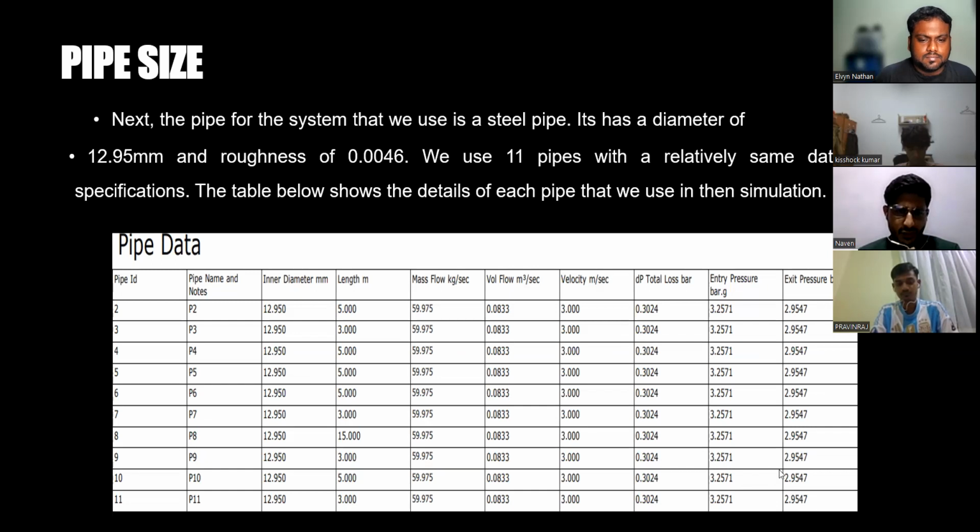The table below shows the details of each pipe that we use in the simulation. So the data below shows the 11 pipes and includes pipe names, node, inner diameter, length, mass flow, volume flow, velocity, total loss in bar, entry pressure, and exit pressure in bar.